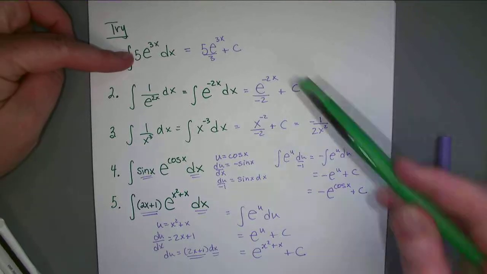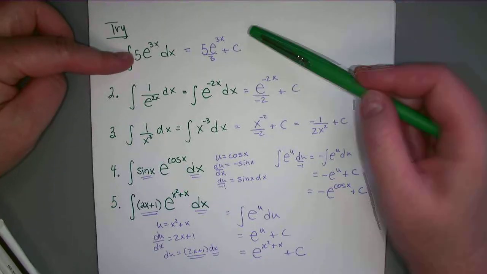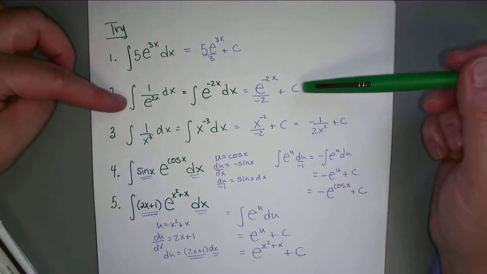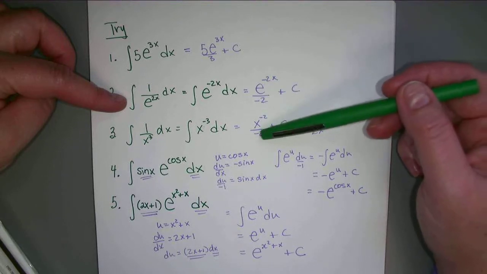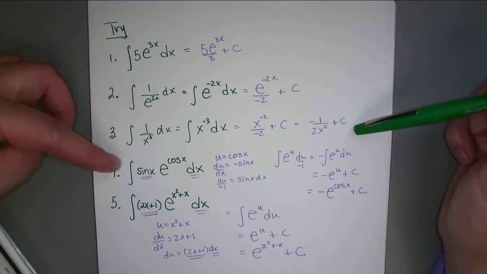So this was a linear exponent, so we didn't have to do substitution rule. I just divided by 3. Same here, that was linear, so divided by -2. I did this one out just in the usual way.